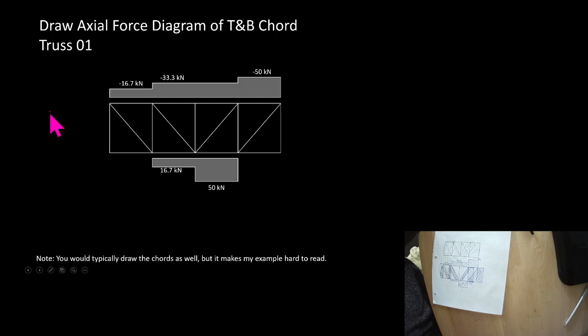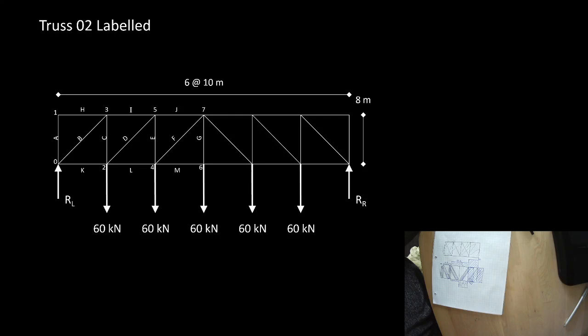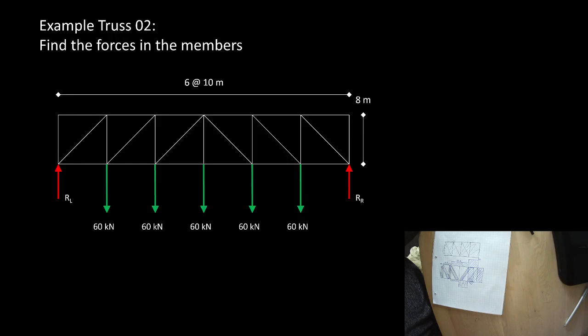So here that is. I've made it a little bit easier where I've just drawn the top and bottom chords, but you would typically draw the chords as well, but it just made the example a little bit hard to read. I'm going to go back and change the color of these just so that you have something that's easy to see at a glance. Let's go back and do the next example.